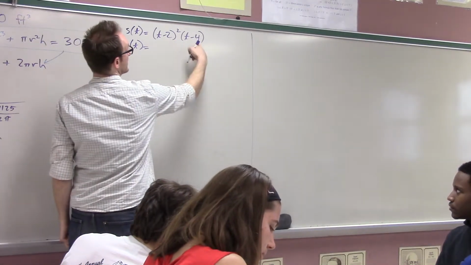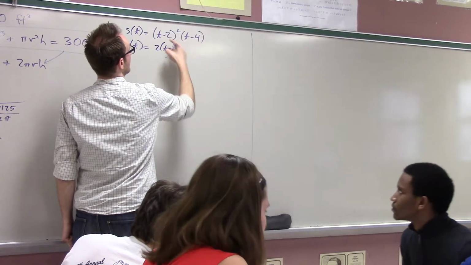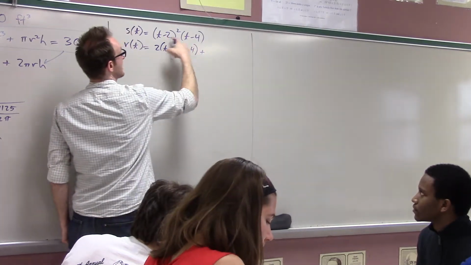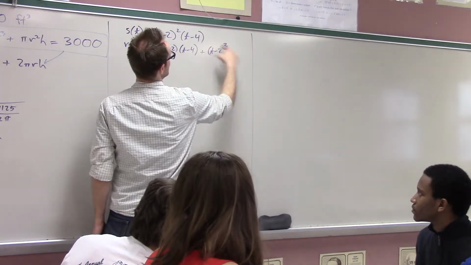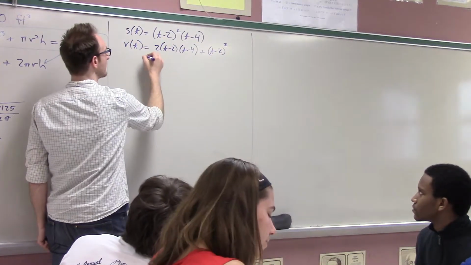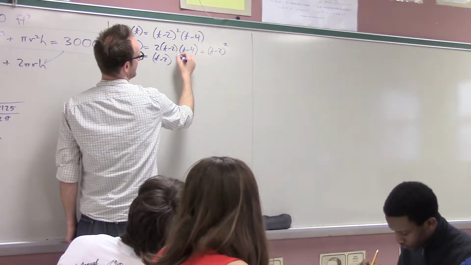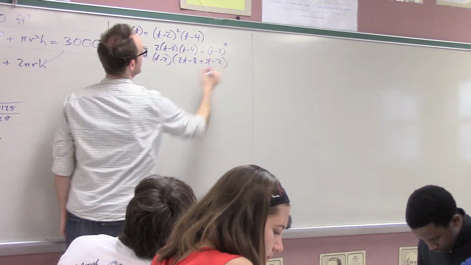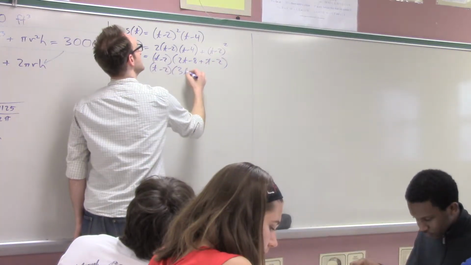So it's derivative of the first, which would be 2(t minus 2), times the second, plus the first times the derivative of the second. So that would be (t minus 2) squared, and the derivative of t minus 4 is just 1. And then I can factor this, take out the t minus 2, and I am left with 2t minus 8 plus t minus 2. So that is (t minus 2)(3t minus 10).